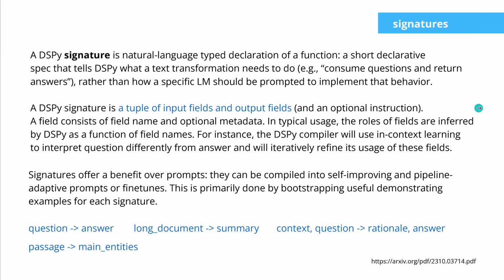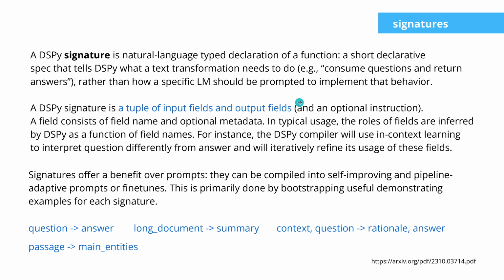Beautiful. Now, let's look at all those 3 elements in detail. A signature is a natural language type declaration of a function. A short declarative spec that tells the program what a text transformation needs to do. Consume a question and return an answer is the easiest one that you know. Normally, it is a tuple of input field and output field and an optional instruction. If you remember this, you are fine.